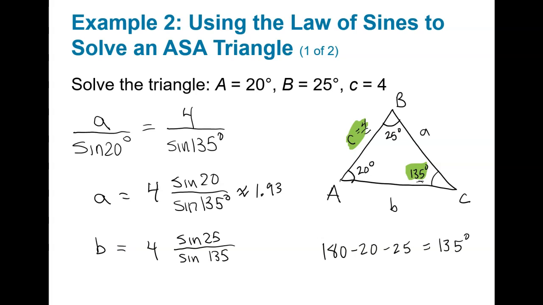So again, you kind of see the benefit of setting it up in that format. It kind of gives us a formula to use in these cases. This is about 2.39. So there is the law of sines with an ASA case. Again, I'm given angle A, I'm given angle B, and I'm given C, the side length between the two angles.